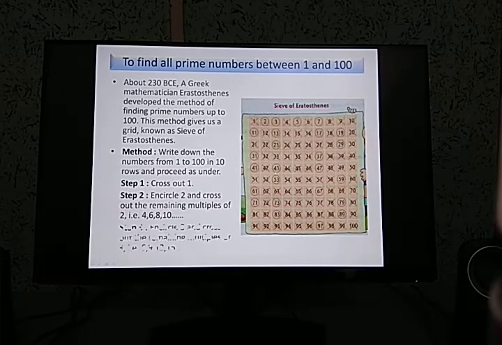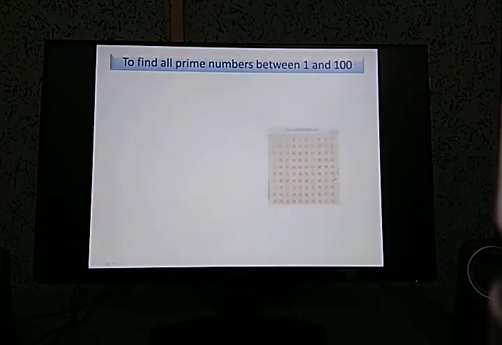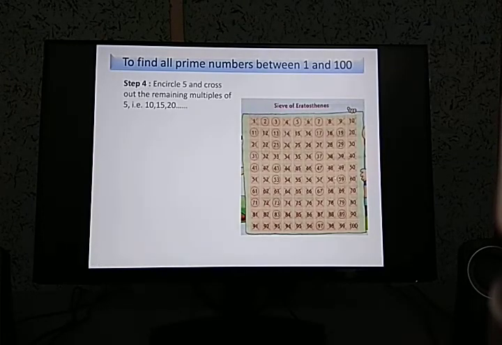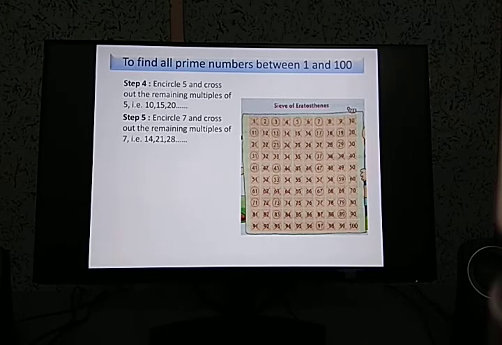Okay, next what you have to do is encircle 3 and cross out the remaining multiples of 3. You have to now encircle 3, and which are the multiples of 3? 6, you have already crossed it. Then 9, yes, you have to cross it. Done. Next, encircle 5 and cross out the remaining multiples of 5. The multiple of 5, 10, you have already crossed. Then encircle 7 and cross the remaining multiples of 7.